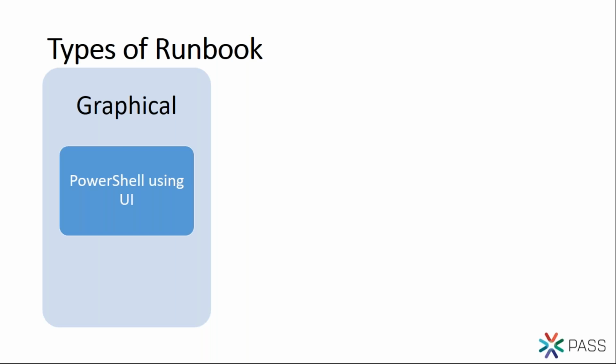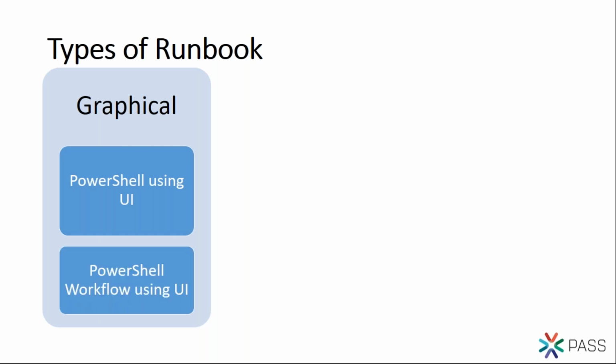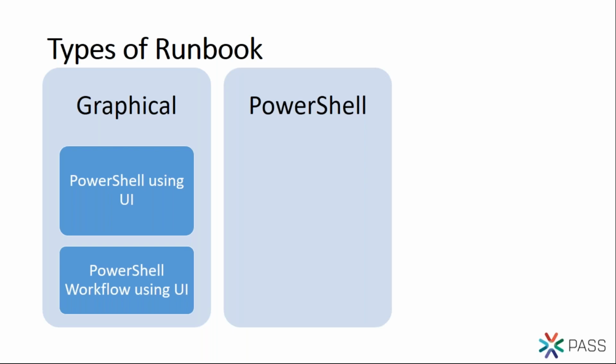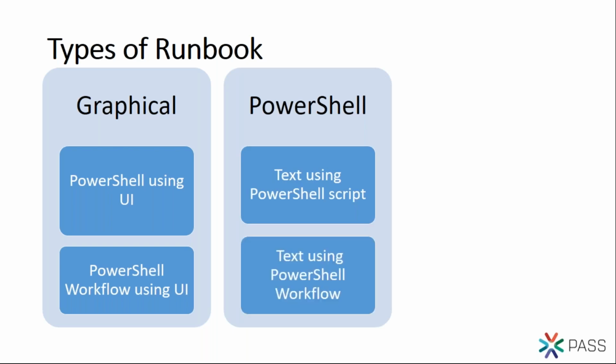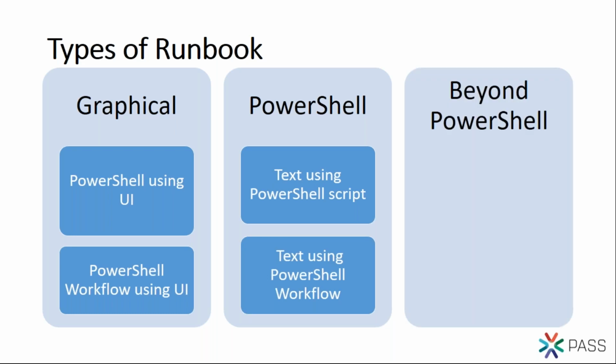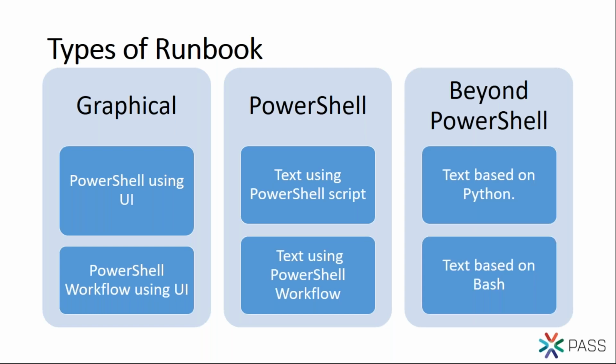And you can use PowerShell using the UI. You can also do a PowerShell workflow, and I will talk about the difference between the PowerShell script and PowerShell workflow in a bit. And you can also have just a PowerShell script. There are 2 different kinds. Again, one is a pure PowerShell script. The other one is text using PowerShell workflow. And there are 2 others. You can have a Python runbook, and you can also have a text-based one on Bash.